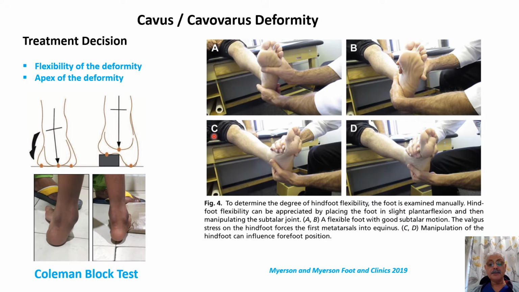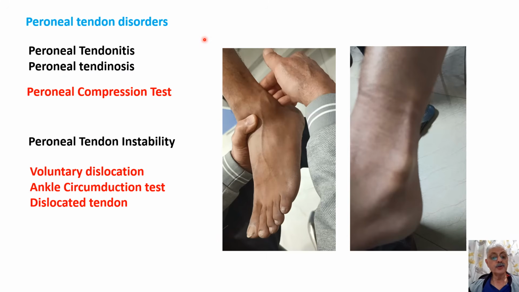But some people suggest it is better to check the flexibility of the subtalar joint by placing the foot in slight plantar flexion and then manipulating the subtalar joint, which gives you a better understanding of the flexibility of the deformity. Now I move towards the special tests for the peroneal tendon disorders.